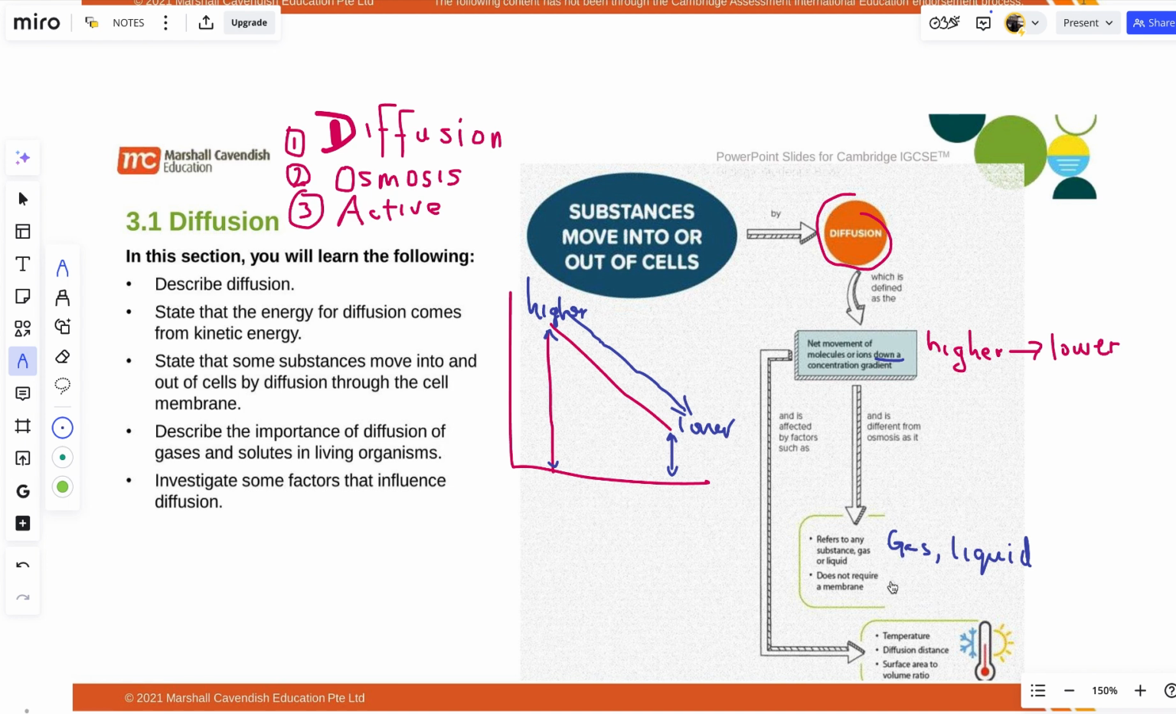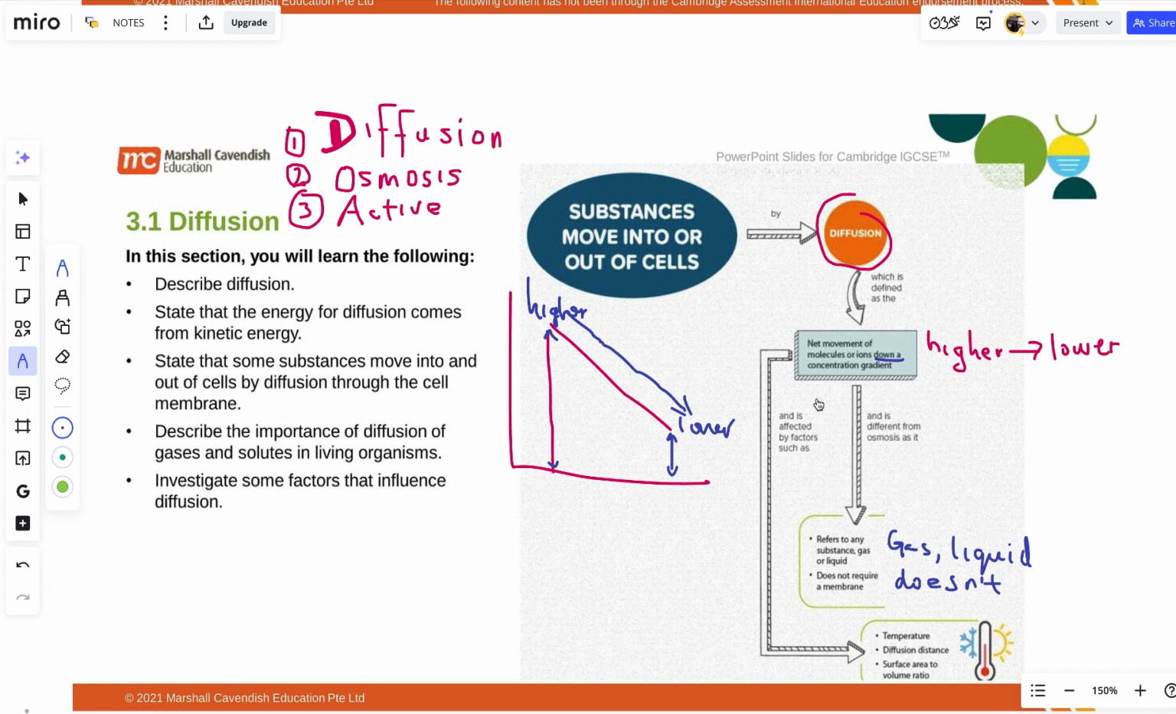Number two is that osmosis requires a semi-permeable membrane, while diffusion does not require a membrane. It doesn't need a membrane in order for it to happen. But osmosis requires a permeable membrane for the water molecules to move.